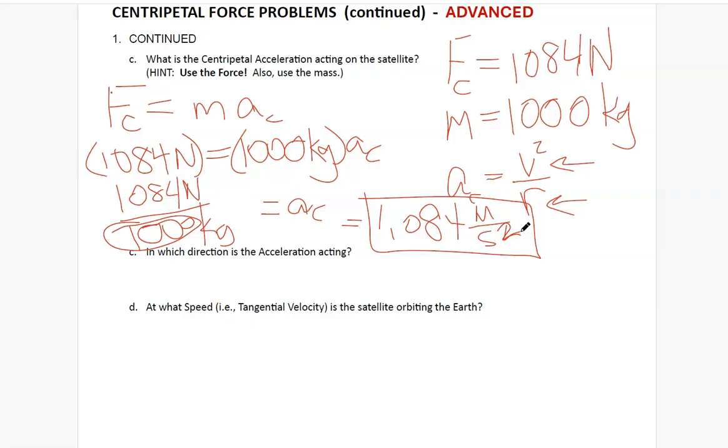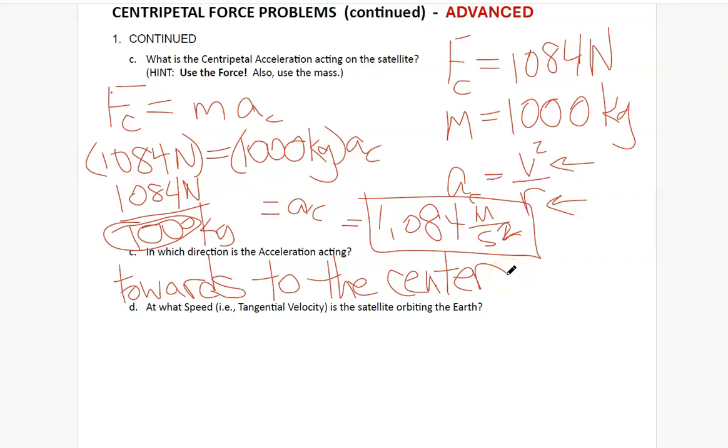In which direction is the acceleration acting? It's always acting towards the center. It's constantly changing where it's pointing from, but it's always pointing to the center. That's what makes it centripetal, literally center seeking.